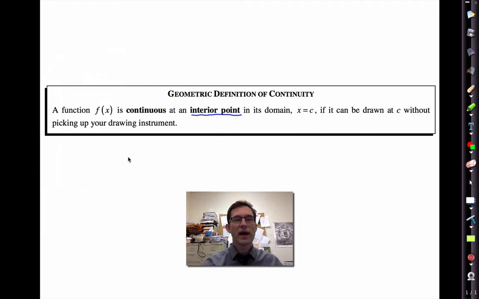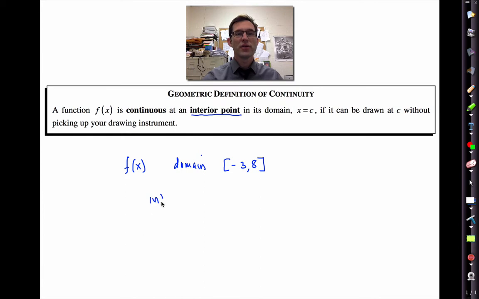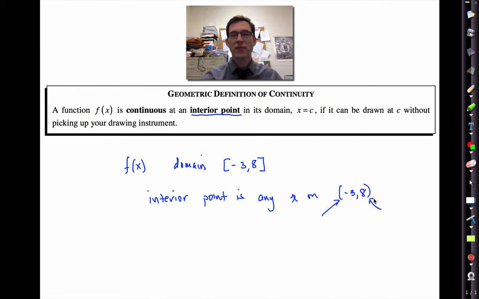Let's say that we had f of x and its domain was from -3 to 8 inclusive. An interior point is any x on the interval -3 to 8, notice parentheses now. Basically an interior point is every point except for the endpoints, the left endpoint and the right endpoint. An interior point is any other one. Again, a function is continuous geometrically if it can be drawn without picking up your drawing instrument.